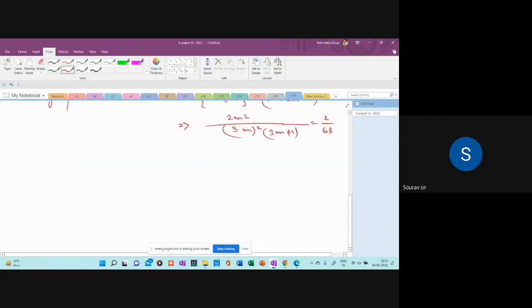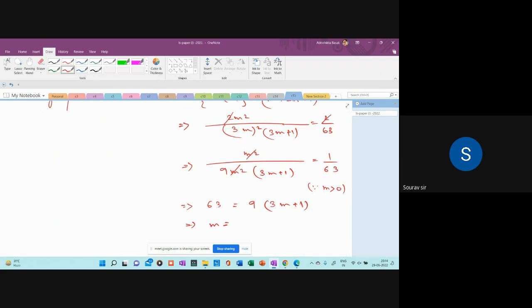The solving is very easy. 2 gets cancelled out, and here I will get m square by 9m square into (3m plus 1) equals 1 by 63. We can cancel m square since m is greater than 0, as it is a parameter of the distribution, and we have 63 equals 9 into (3m plus 1). That is going to give me m equals 2 directly.